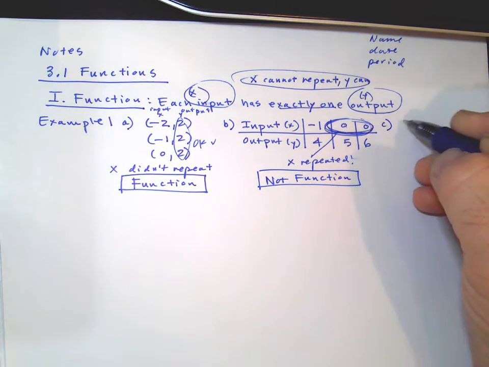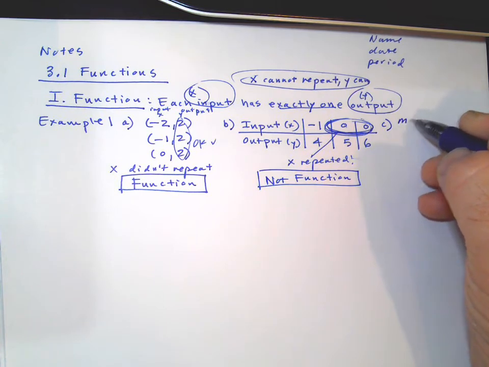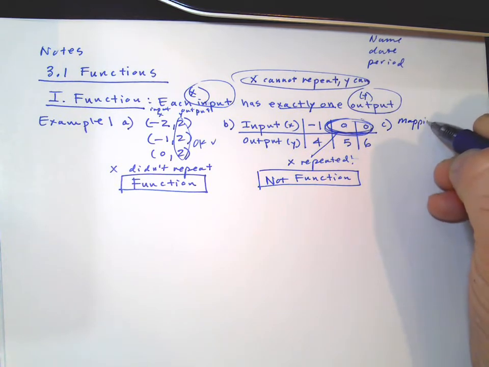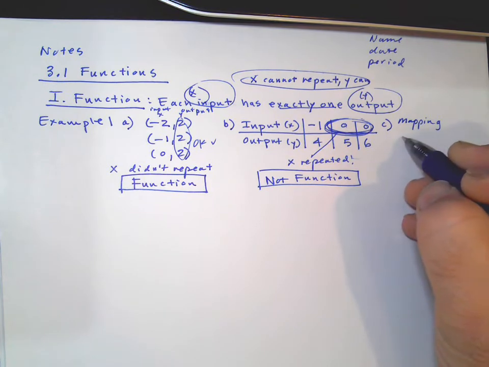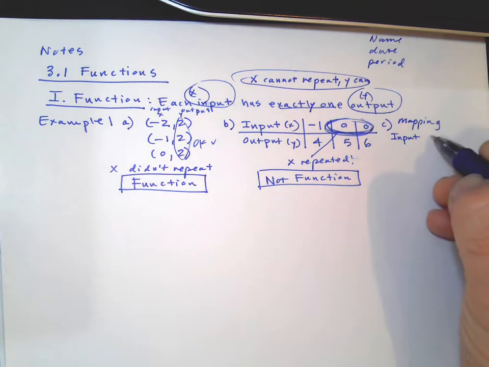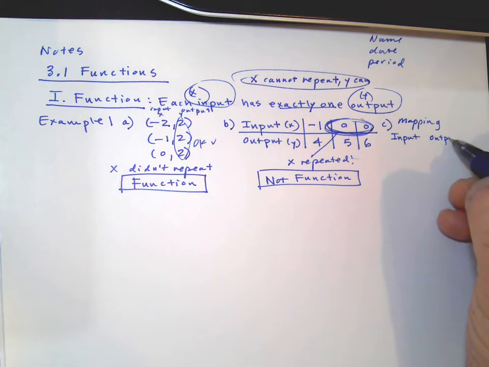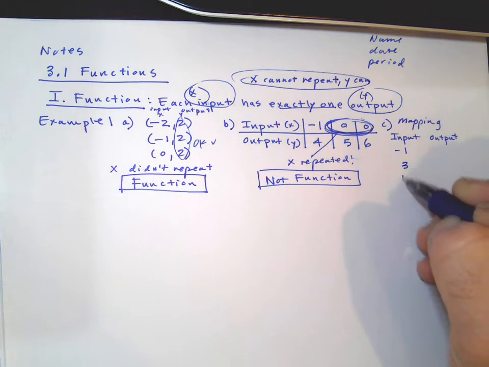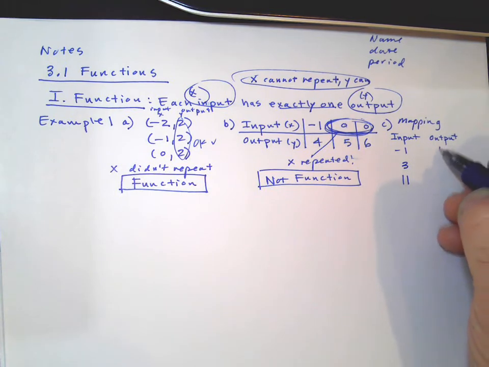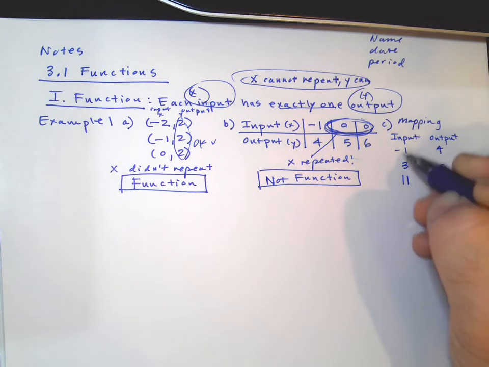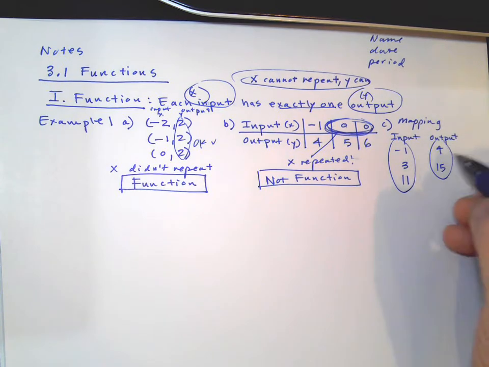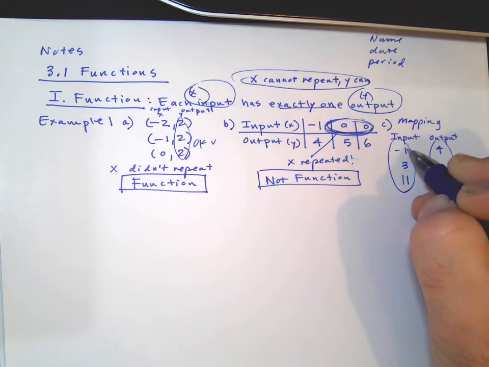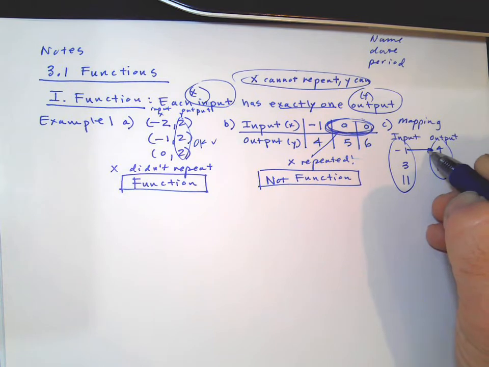Okay, C, this is called a mapping. It's a different way of giving you the information. So input, output. So the inputs are listed underneath input. It's not really a table. Okay, so we're going to do those. And a lot of times they kind of circle these. And then they draw arrows. Like -1 gives 4.